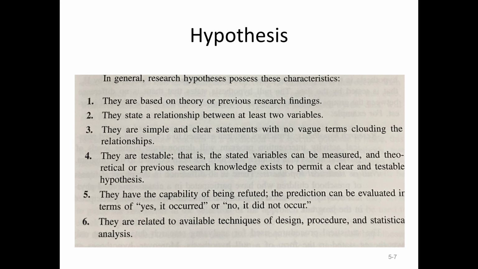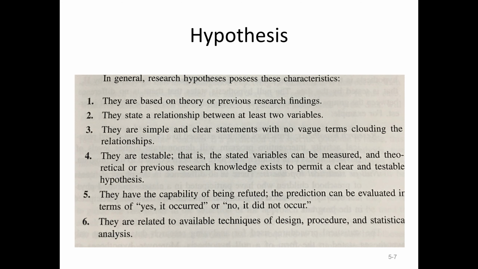So here's a list out of Chapter 5 of the 5th edition of our textbook, and the same thing is out of the 10th edition. In general, research hypotheses are the researcher's educated guess. We've defined this earlier. They're based on theory. It's not just a guess, it's an educated guess. What do you predict is going to happen, based on theory and previous research? It states the relationship between at least two variables, maybe more, typically more actually. It's simple and clear, with no vague terms.